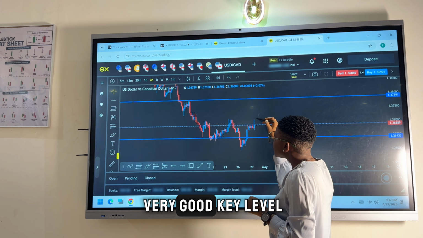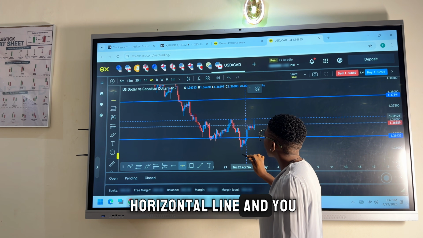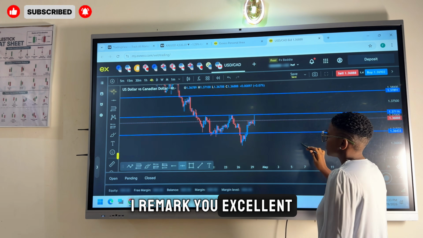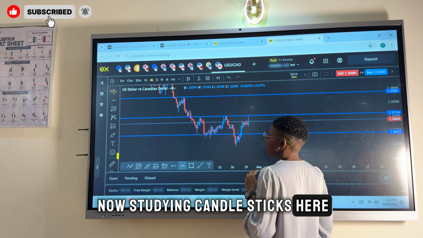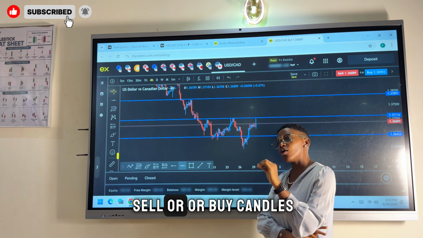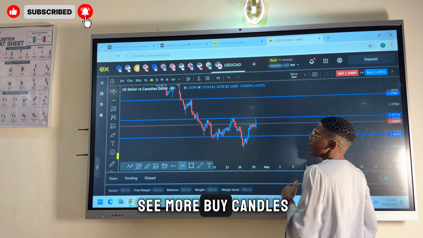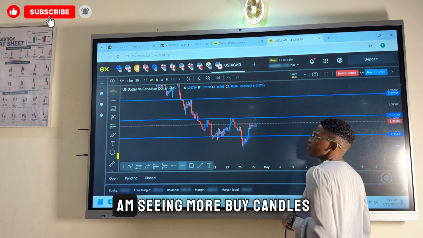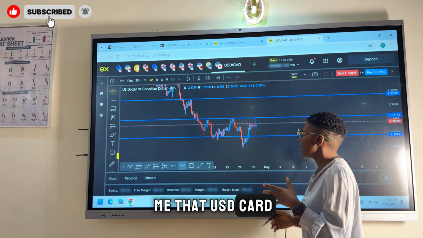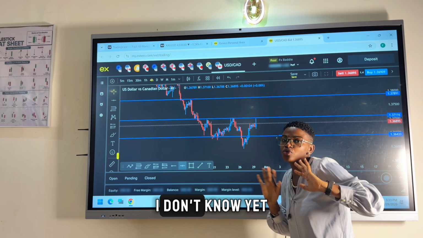We can see a very good key level at this point. So you take your horizontal line and you mark it. Excellent. Now studying candlesticks here, you want to first of all say, okay, am I seeing more sell or buy candles? Currently now I see more buy candles. It was selling, but now I am seeing more buy candles. So is this telling me that USD CAD buyers are trying to pressure it up? I don't know yet.